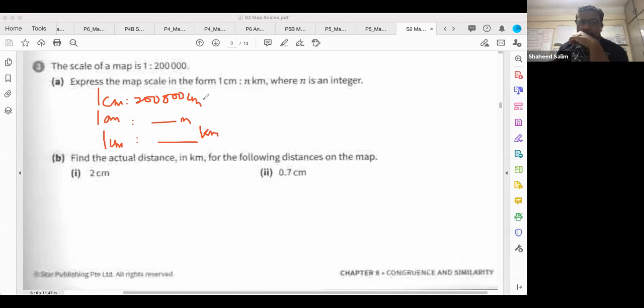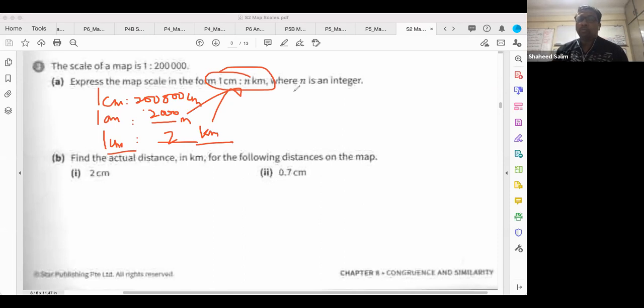So divide by 100, you get 2,000. Divide by 1,000, get 2. So this is your ratio. I hope it's okay. This time you need to put the unit. Why? Because the question asks you to put it with the unit. So you have to do it.